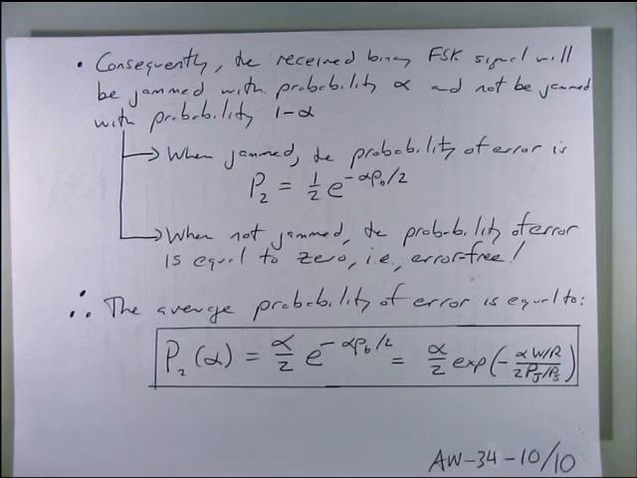So when you take the average of the two, how do you average this? You take zero and multiply by 1 minus alpha, the portion of the frequency band that's not being jammed, where the probability of error is zero. Then you take the part that is being jammed, which is the P2 expression over there, and multiply by alpha, because that's the percentage where this probability of error happens. And why is there a 2? Oh, because there's a half over there. This gives you the overall average probability of error of such a scenario.